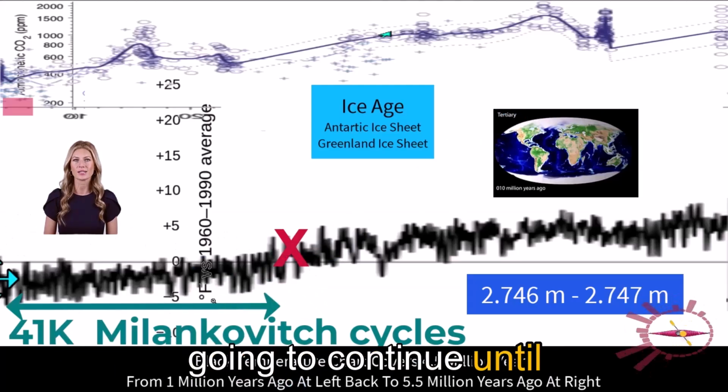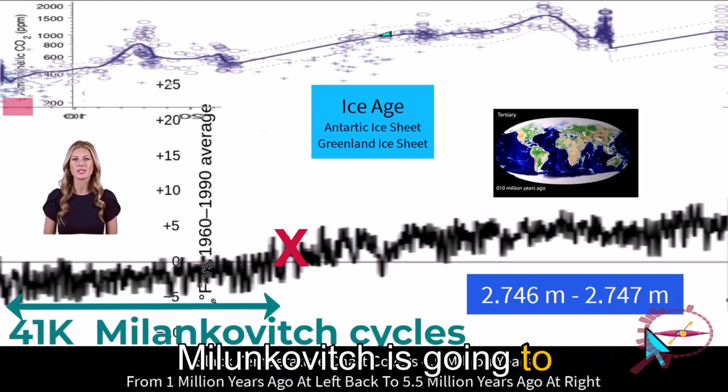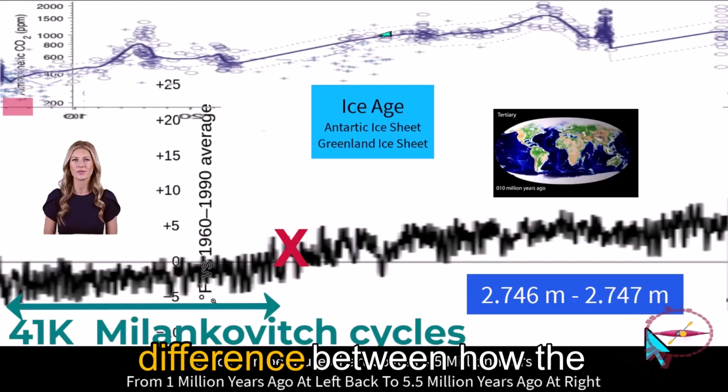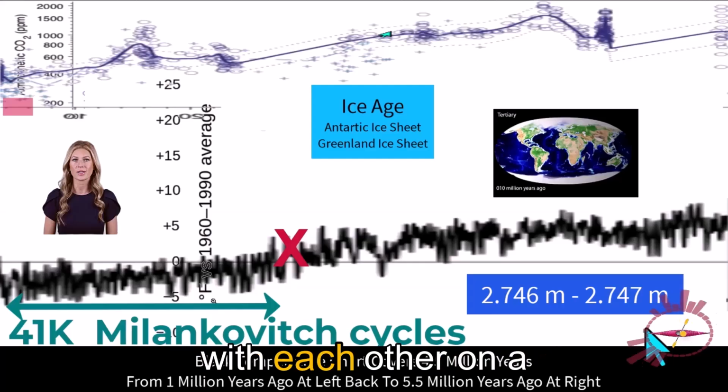That's going to continue until about 1 million years ago. After that, the cycle for Milankovitch is going to change to a 100,000-year cycle, and that has everything to do with the difference between how the Earth's orbit, inclination, and precession interact with each other on a different cycle.